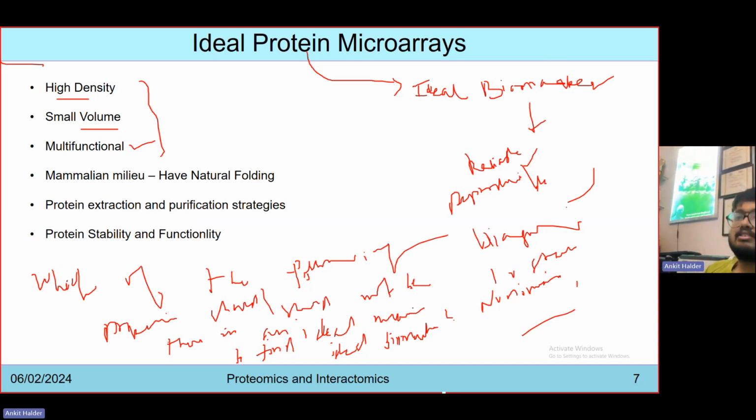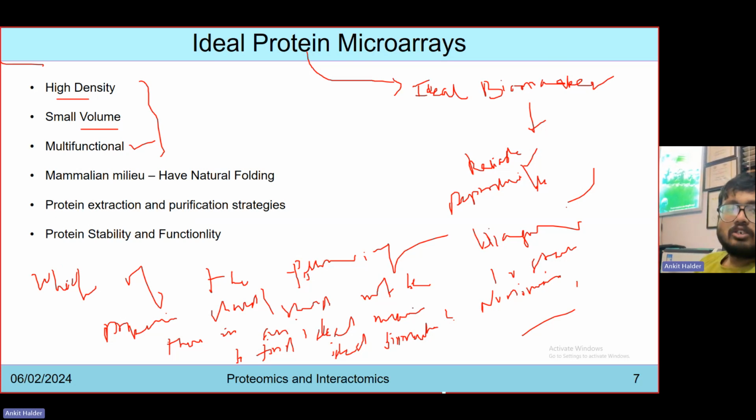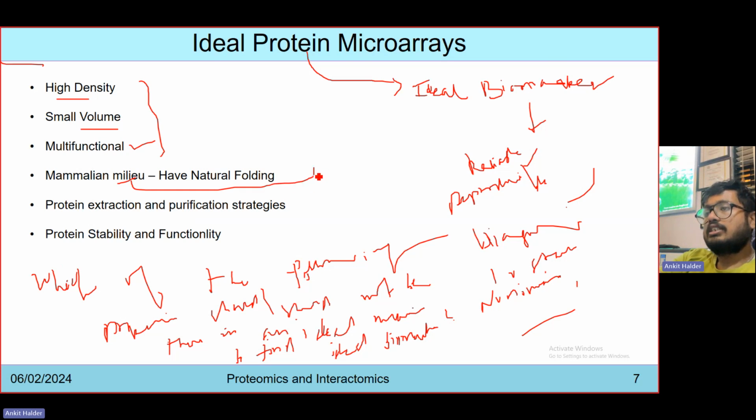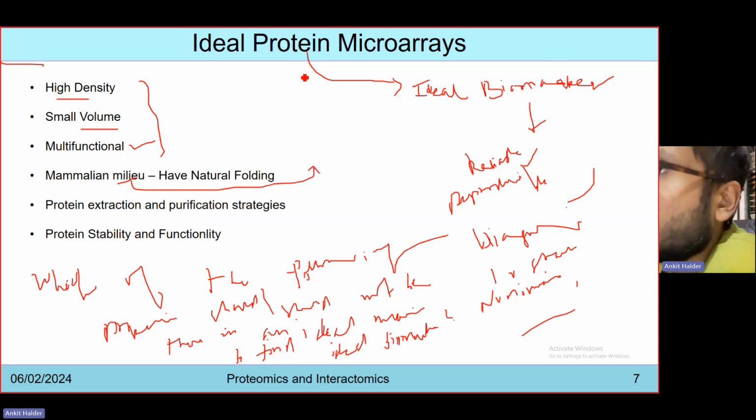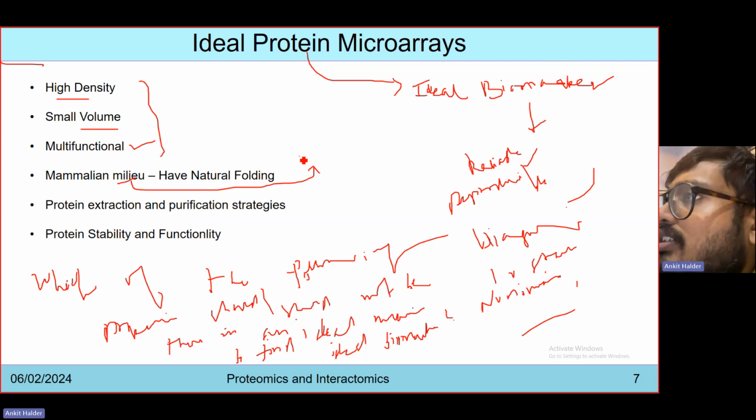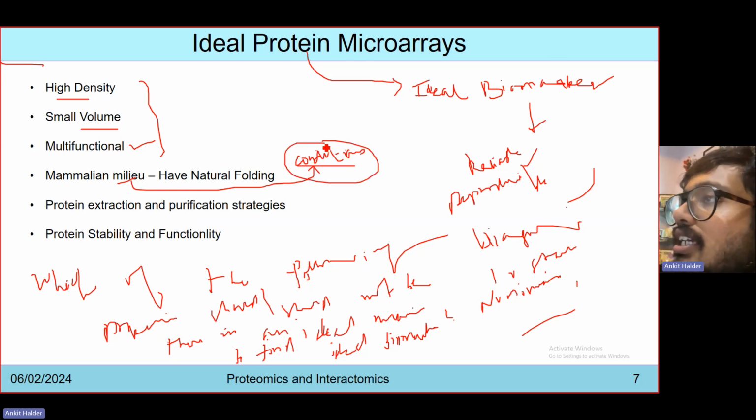So it should have high density. Then you have the small volume. Then the multifunctional. Then the main thing is the mammalian milieu. Milieu means the conditions. Mammalian milieu means it should have a mammalian condition to have a natural folding.